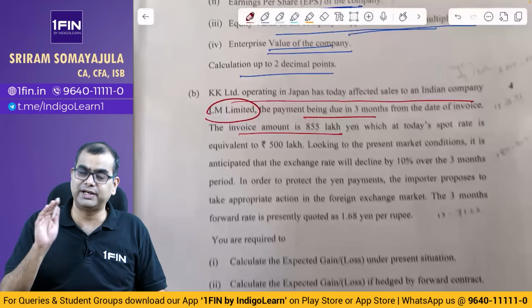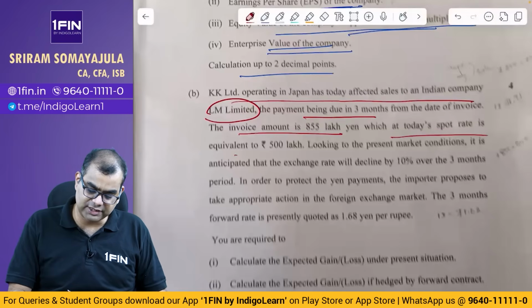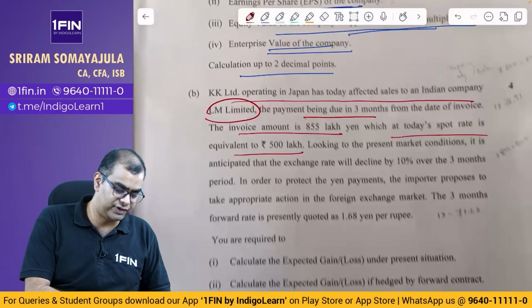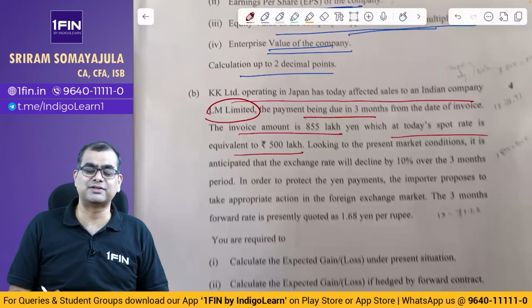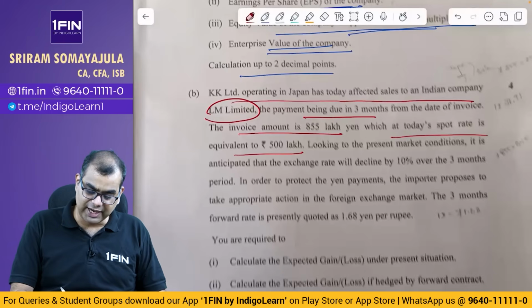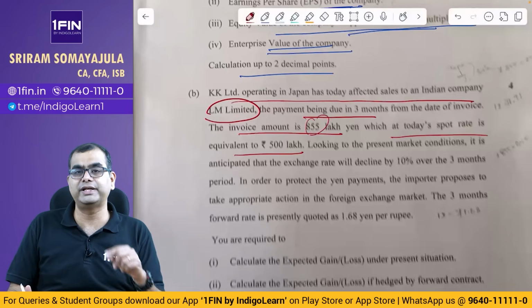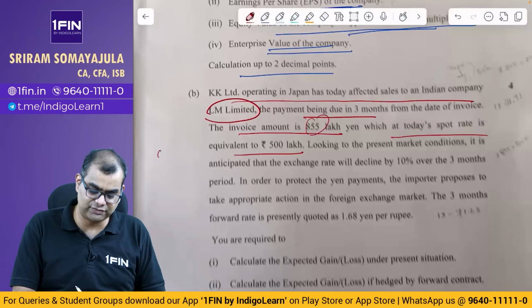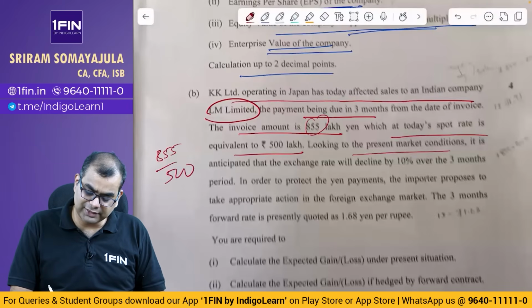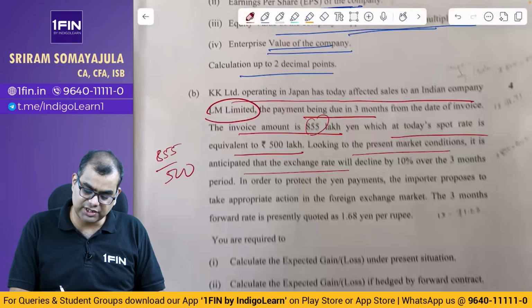So the exporter is billing in their own currency, which at today's spot rate is equivalent to 500 lakh. So 855 divided by 500, basically 1.7. What does this mean? See, 855 lakh yen is equal to only 500 lakh rupees, meaning rupee is stronger. So 1 rupee is equal to 1.71 yen. How do you get 1.71? 855 by 500. Okay. Looking at the present market conditions, it is anticipated the exchange rate will decline by 10%.